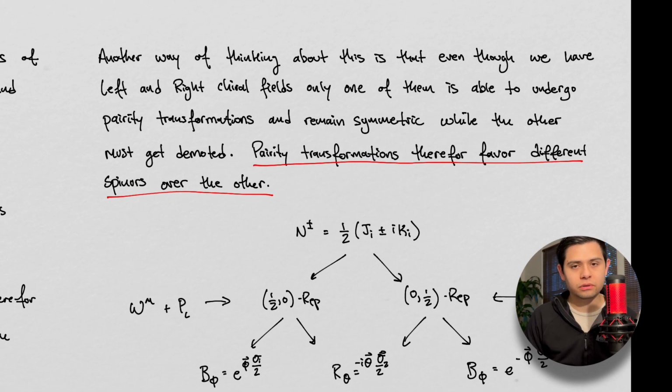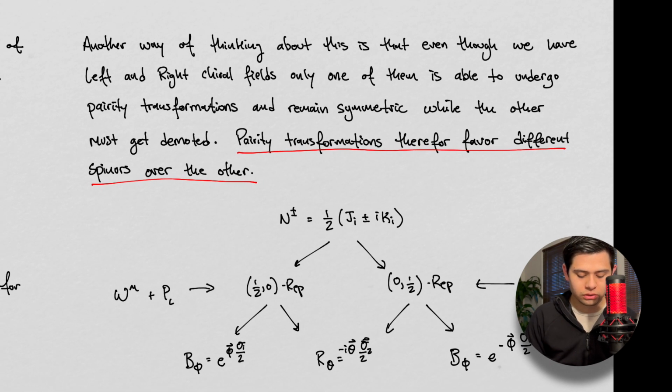I'm just going to read this really quick for you guys. Another way of thinking about this is that even though we have right chiral and left chiral spinors, or fields, only one of them is going to be able to undergo parity transformations and remain symmetric, while the other one must get demoted. Parity transformations therefore favor different spinors over another. That's one of the ways I like to think about this.